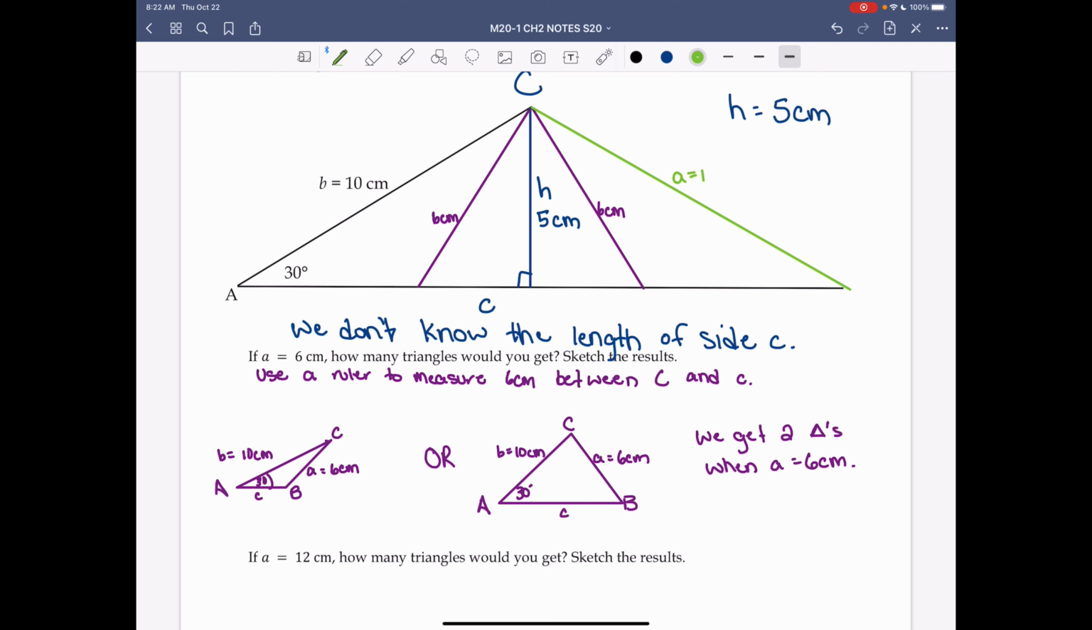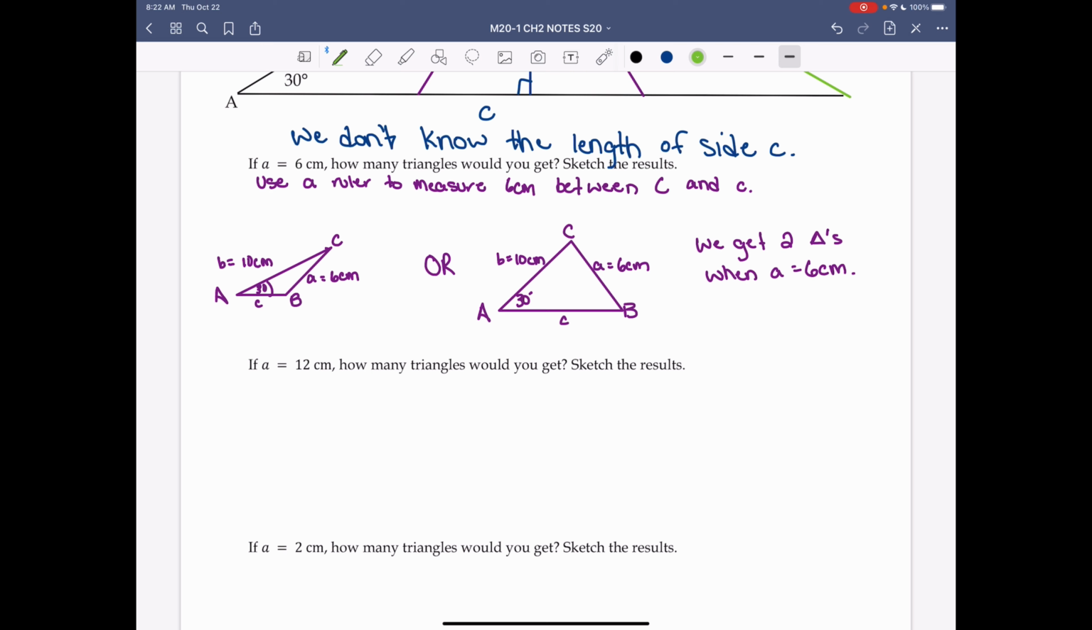And that's A equals 12 centimeters. So how many triangles do we get from that? We only get one triangle, and it looks something like this. Angle A is always 30 degrees in this particular example. We don't know angle C, we don't know angle B. Side B is 10 centimeters. Side A is what's changing. This time it's 12 centimeters, and we don't know side C. We get one triangle when A equals 12 centimeters.